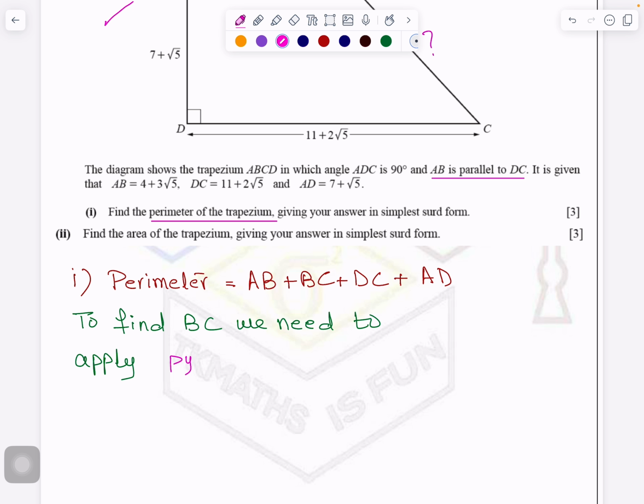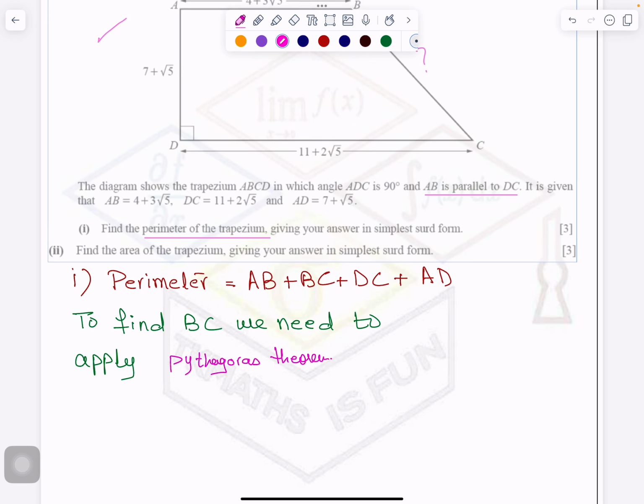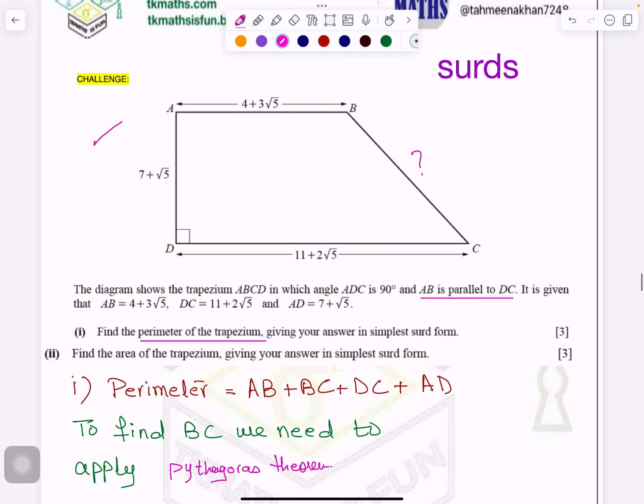Okay, so how will we apply it here? Now let's look at this diagram. If I draw a straight line from here, perpendicular, because the question says the opposite sides are parallel, it will make 90 degrees here. Now if it makes 90 degrees here, we can apply Pythagoras theorem. This length is 7 plus root 5 because it is opposite to this length. They both are 90 degrees.